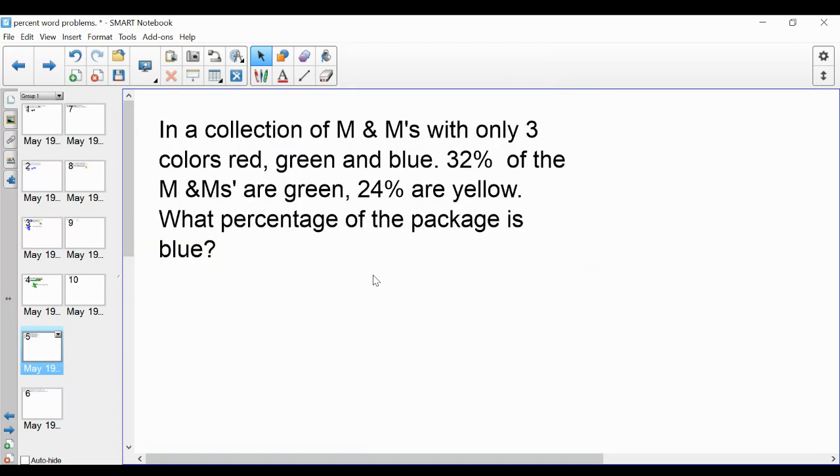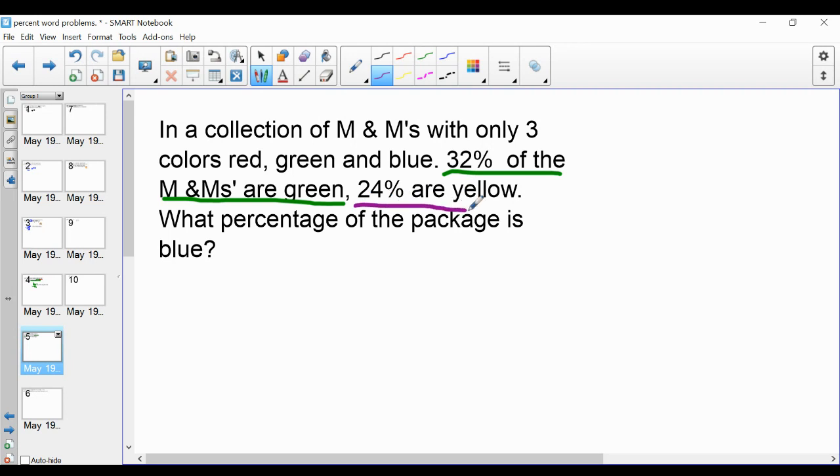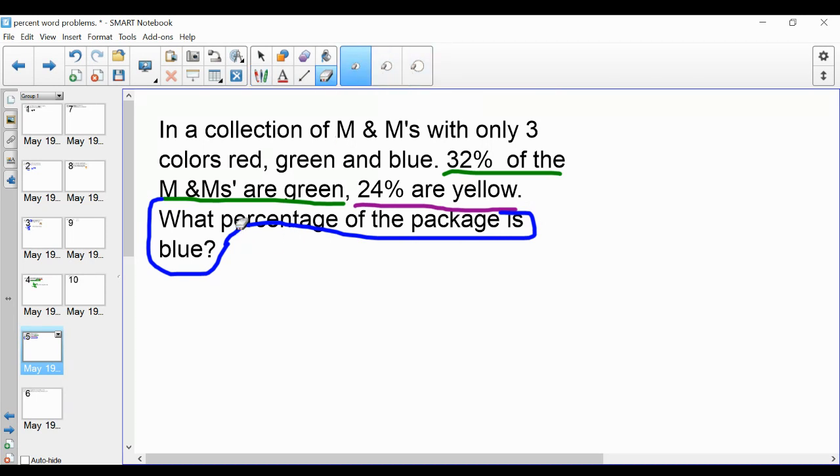In a collection of M&Ms with 3 colors, red, green, and blue, 32% of the M&Ms are green. Yellow is hard to see, so we'll use purple. 24% are yellow. What percentage of this package is blue? So we have 2 amounts.